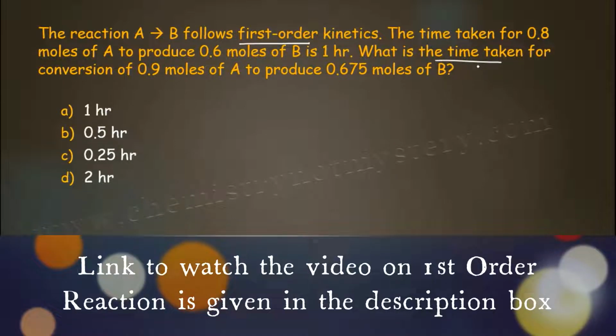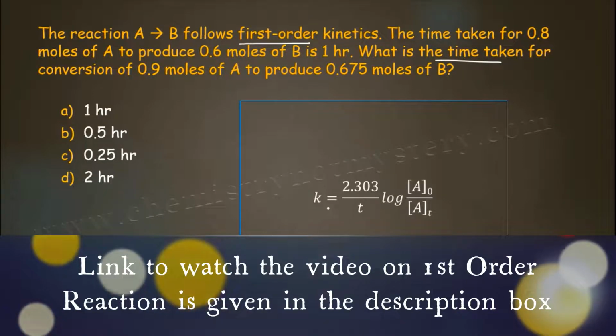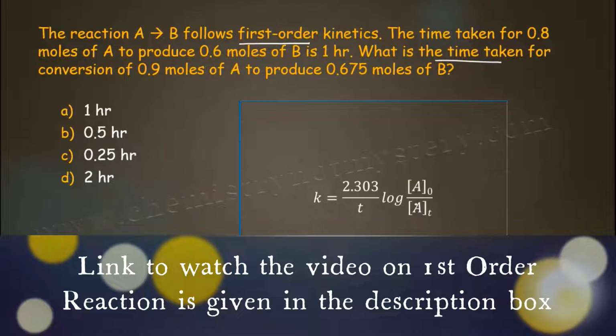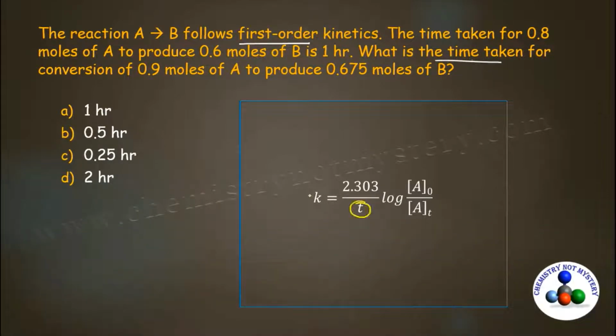So here we have to calculate time. It is a first order reaction. So we can use our formula K is equal to 2.303 over T log A naught over AT. So A naught and AT is given in the question, but we don't know the value of K. So first you have to calculate the value of K, then we can calculate the value of T.